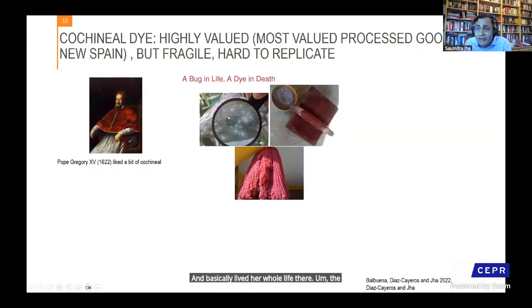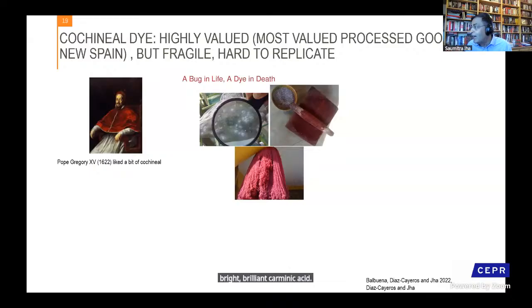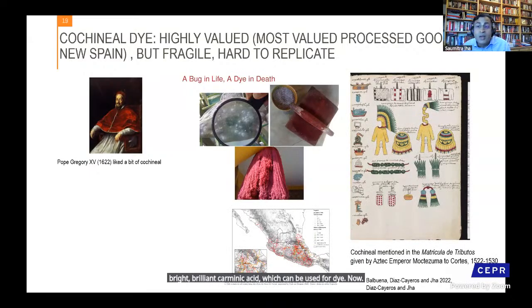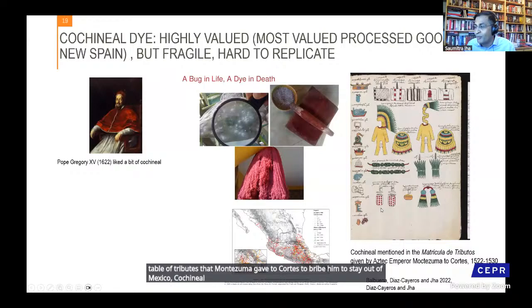The males are not relevant for this story, mostly. Then when she's ready, they basically dry her, and then they crush the body, and you end up with this bright, brilliant carminic acid, which can be used for dye. Now, this was a major source of tribute, even during the pre-colonial period. In the Codex Mendoza, which included the table of tributes that Montezuma gave to Cortés to bribe him to stay out of Mexico, cochineal features fairly prominently.